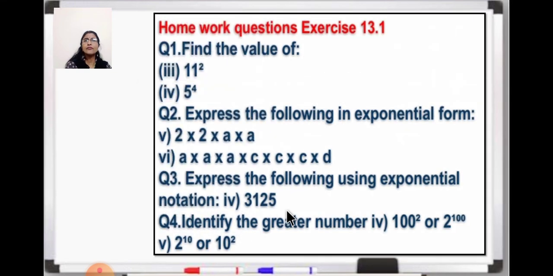Now this is the homework for today. Question number 1, third and fourth part. Question number 2, fifth and sixth. And question number 3, fourth part. 3 parts we have done today. Question number 4, fourth and fifth part is your homework.